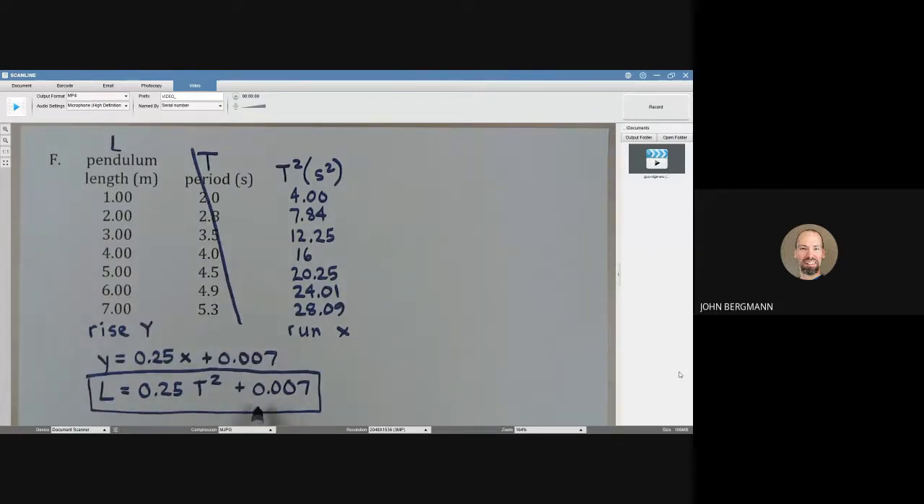Once again, often this intercept is a pretty tiny number. So it's often safe to say, you know what, the linear regression equation, we're just going to say is L is equal to 0.25 times t squared. That's how you do it, people.